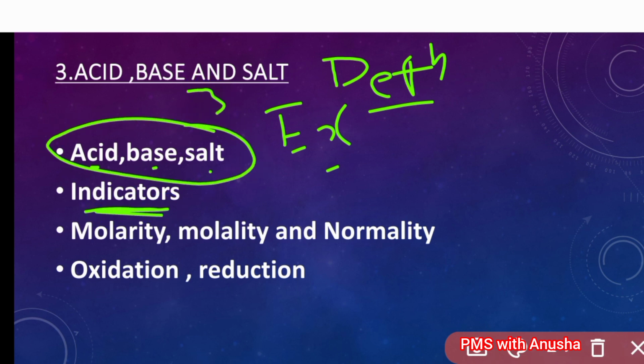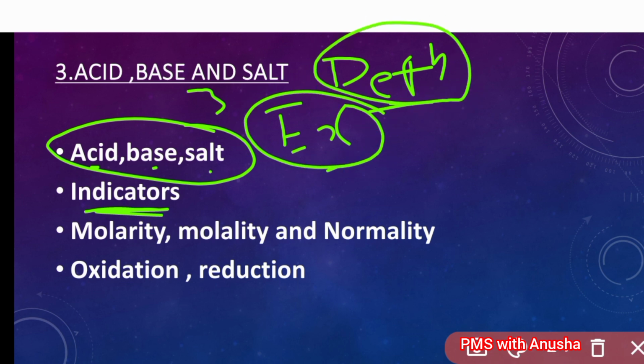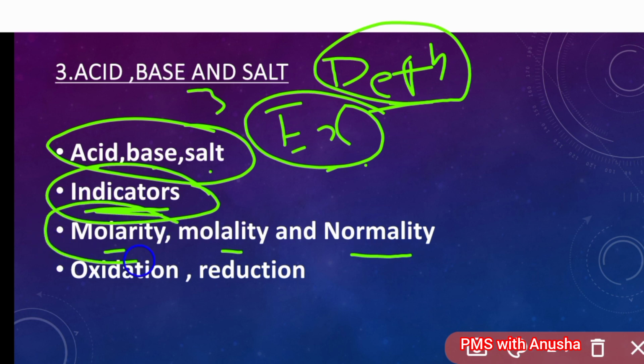After this, indicator: you have to study indicator definition as well as example, and the types' definitions as well as examples. And also for 3 marks, they may ask to name indicators. Name indicators, in the sense you have to mention examples of indicators, that is methyl orange, methyl blue, phenolphthalein, etc.